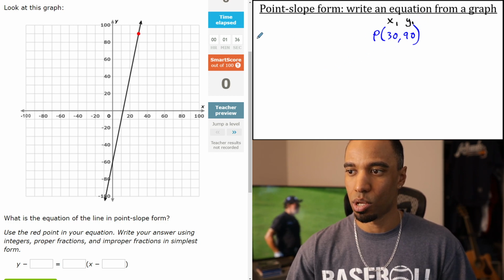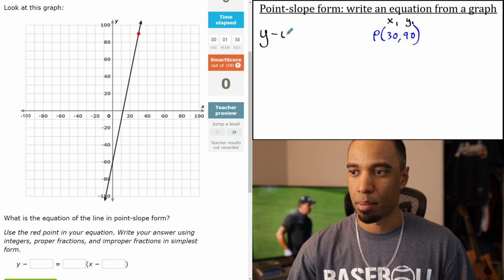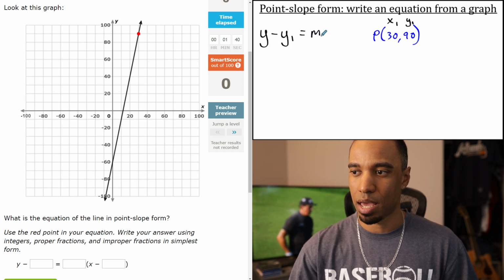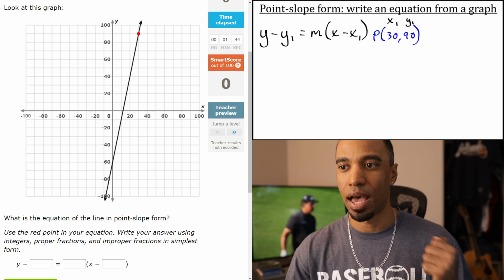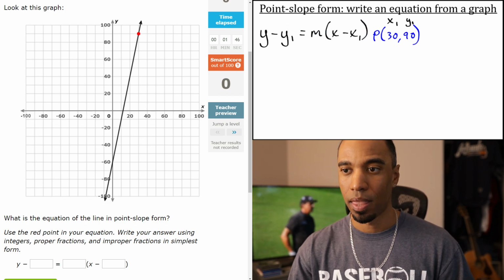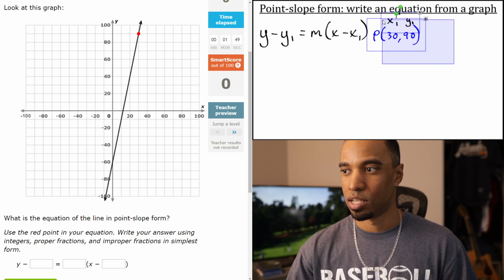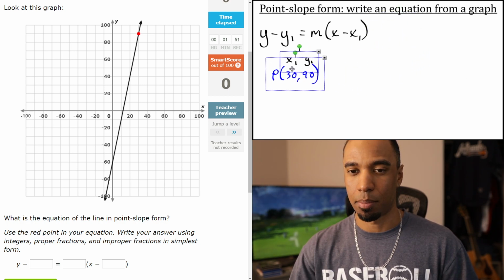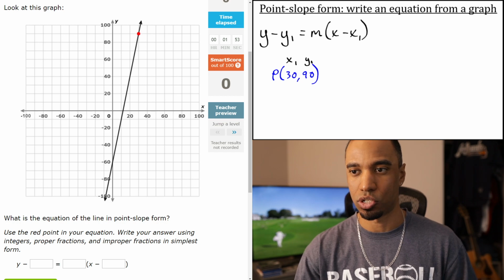Well, because point slope form looks like this. Y minus y1 equals m times the quantity x minus x1. In point slope form, I just need to find the slope, and I need to find a point. So in this case, I found a point that's 30, comma 90. It's the one they, I guess, need to register for it to work.